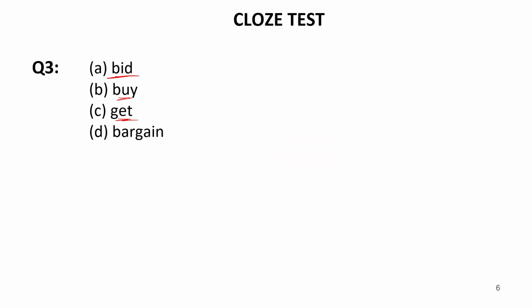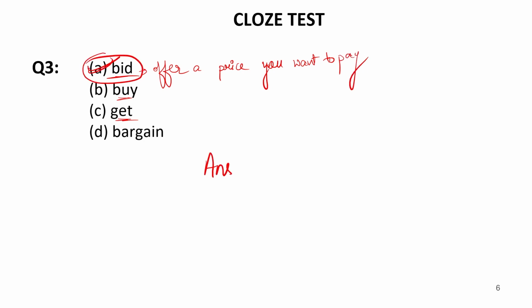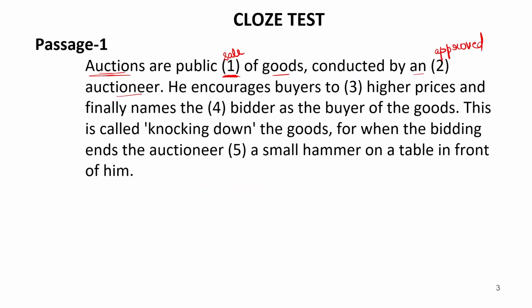Bid means to offer a price you want to pay. So this is the suitable word to be filled over there. It means our answer is A, that is bid. So let us come to the topic again. He encourages buyers to bid higher prices and finally names the dash bidder as the buyer of the goods.